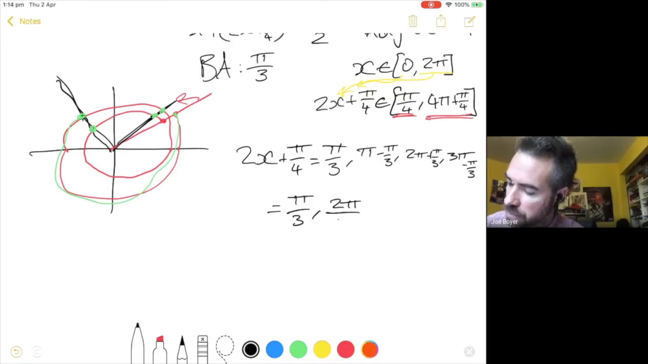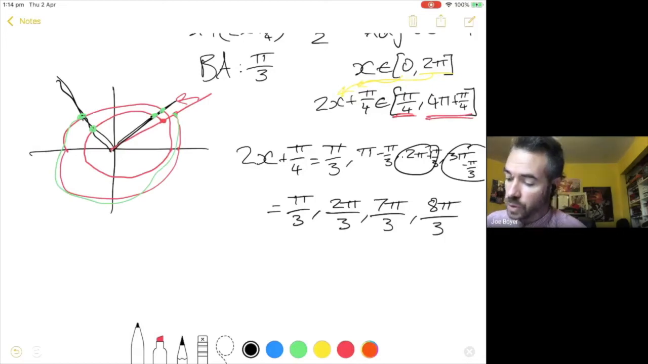Here we've got 2 pi plus pi on 3. 2 pi is 6 pi on 3, so plus 1 is 7 pi on 3. You're going to do a lot of this sort of fraction addition. 9 pi on 3 minus 1 gives me 8 pi on 3. That looks like 4 nice solutions.